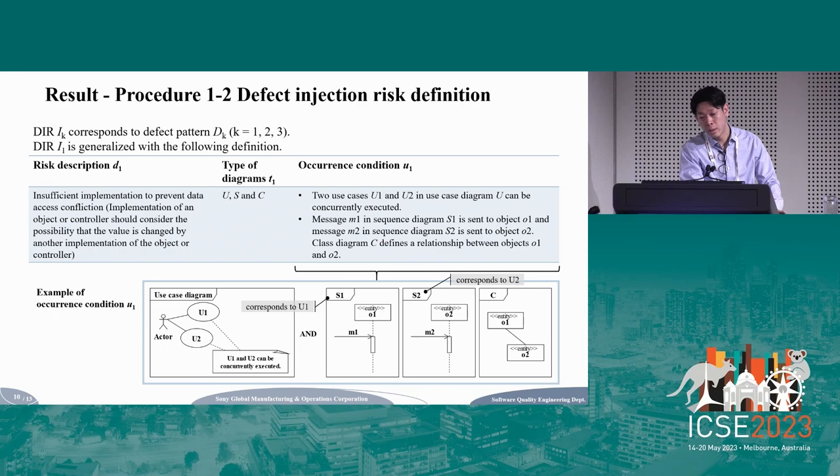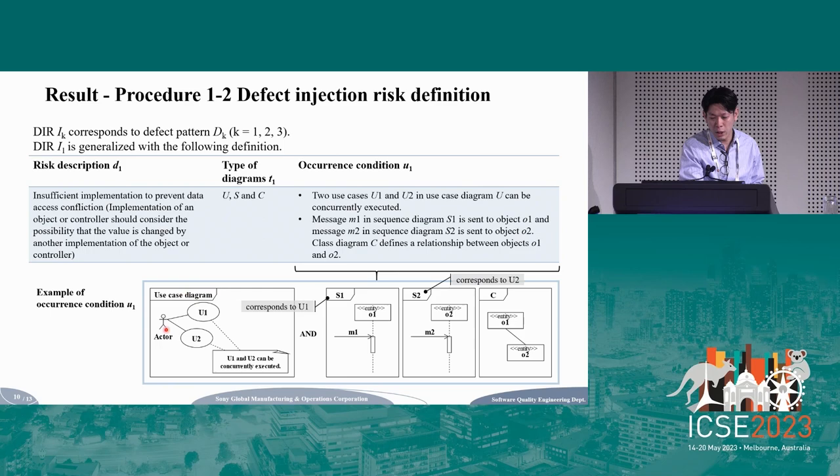In procedure 1-2, we generalized the defect patterns as DIRs. In this presentation, we focused on DIR I1. I1 is a DIR representing insufficient implementation to prevent data access confliction. It can be identified from the combination of use case, sequence, and class diagram.